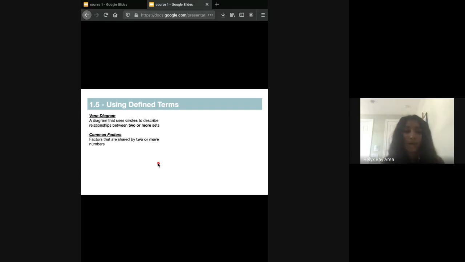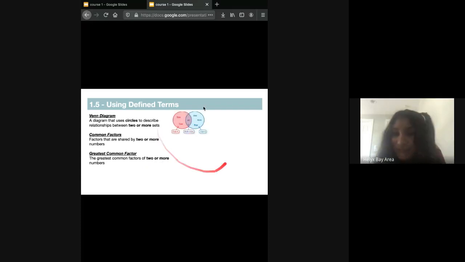So let's say you have 12 and 6. Some common factors of that would be 6, 3, 2. And then our greatest common factor is like our key idea for this section. Our greatest common factors are factors of 2 or more numbers that, well, as the name says, the greatest common factor. So this is how a Venn diagram looks.